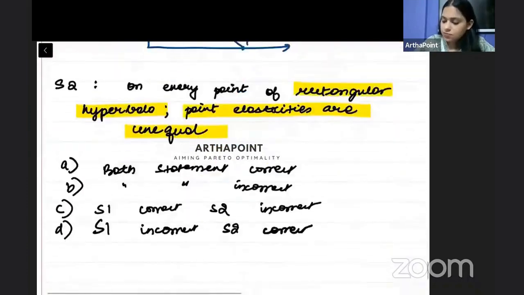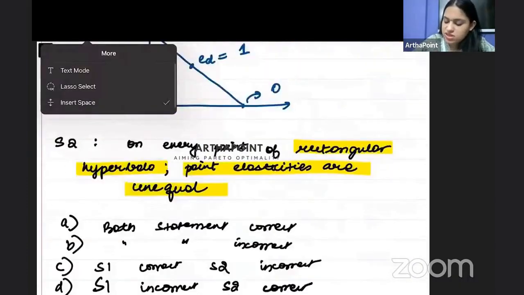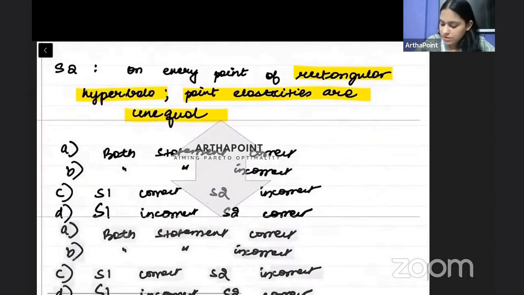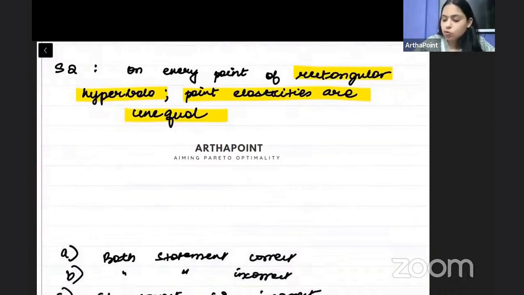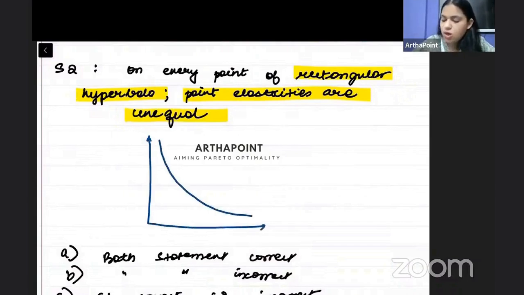Now come here. If I talk about statement number 2, then what do we realize? Statement number 2 is talking about a rectangular hyperbola. A property of a rectangular hyperbola is that the area under the curve is always equal.